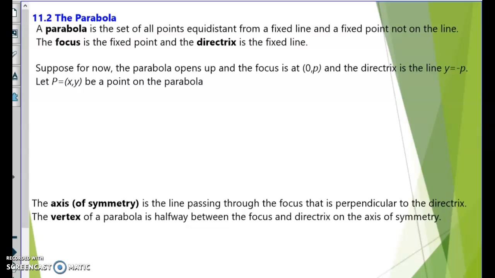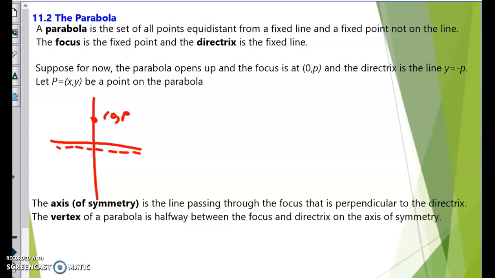All right. So let's start on 11.2. A parabola is a set of all points equidistant from a fixed line and a fixed point not on the line. The focus is the fixed point and the directrix is the fixed line. Suppose for now that a parabola opens up and the focus is at some point 0, p. So on the line, we'll call this 0, p. And the directrix is the line y equals negative p. So if we have some line y equals negative p, we'll say it looks something like that.